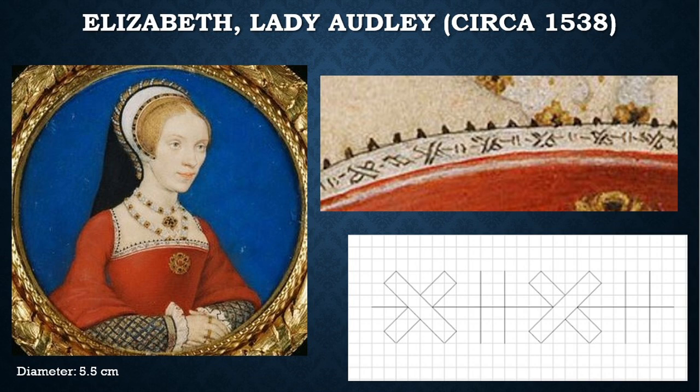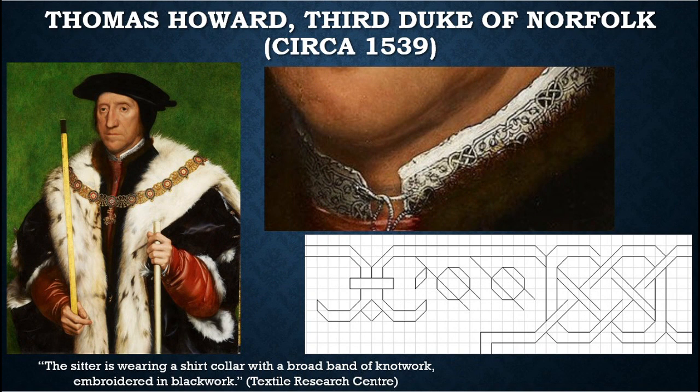This is Thomas Howard, the 3rd Duke of Norfolk, from about 1539, and if we zoom in on the collar, you can see there is blackwork embroidery. I have recreated the pattern here on the bottom right. And from the Textile Research Center, the sitter is wearing a shirt collar with a broad band of knotwork embroidered in blackwork.